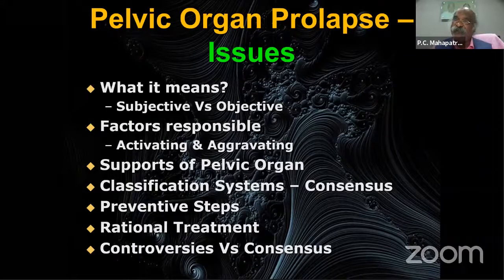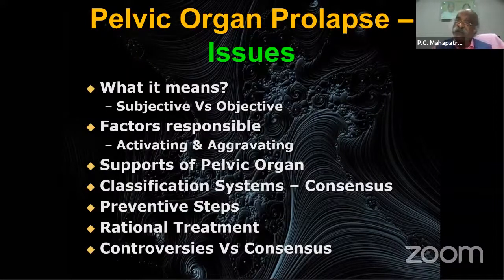What is the normal level of the cervix? What is the normal level of the vagina? And up to what extent does it descend? And what should be the anatomical landmark for that? That has to be found out. So the objective assessment as well as the subjective assessment, both have to be taken.